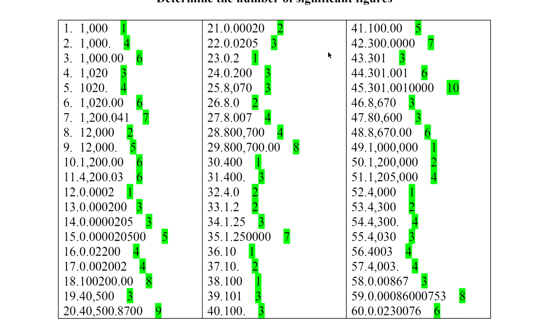Question 27, we have 4 significant figures. Question 28, 4. Question 29, 8, because we have a decimal point. Look at the difference between question 28 and 29. And look at the difference between question 30 and 31. In question 31, we put that decimal point. So everything before the decimal point is significant. Question 32, we got 2 significant figures. Question 33, we got 2.